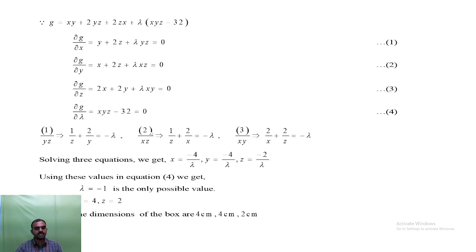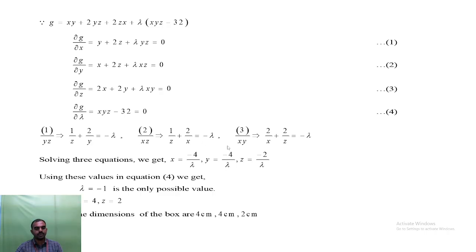So solving these three equations, all three equal minus lambda. Since the right-hand sides are equal, we equate the left-hand sides. We get the x value minus 4 by lambda, the y value minus 4 by lambda, and the z value minus 2 by lambda. Using these values in equation 4, we substitute the x value, y value and z value: minus 4 by lambda into minus 4 by lambda into minus 2 by lambda.